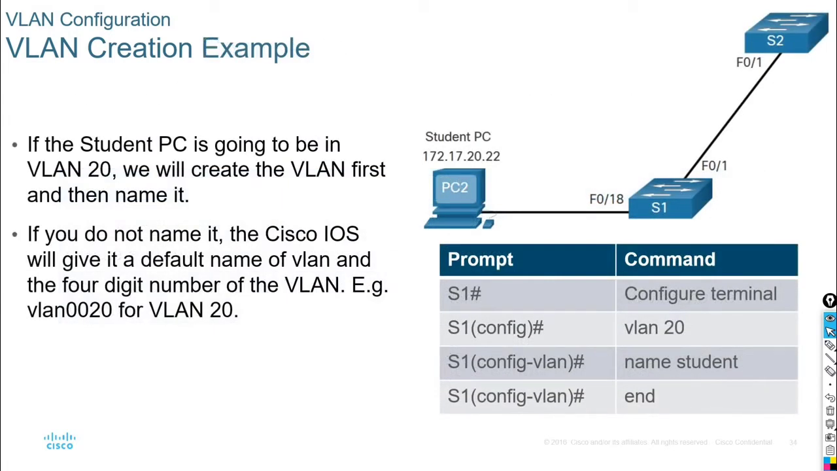So if the student PC is going to be in VLAN 20, we'll create the VLAN first and then name it. If you don't name it, the Cisco IOS will give a default name of VLAN and a four-digit number, for example VLAN0020 for VLAN 20 here. So for that purpose, go to switch S1, configure terminal, then give the VLAN ID, vlan 20, and name student.